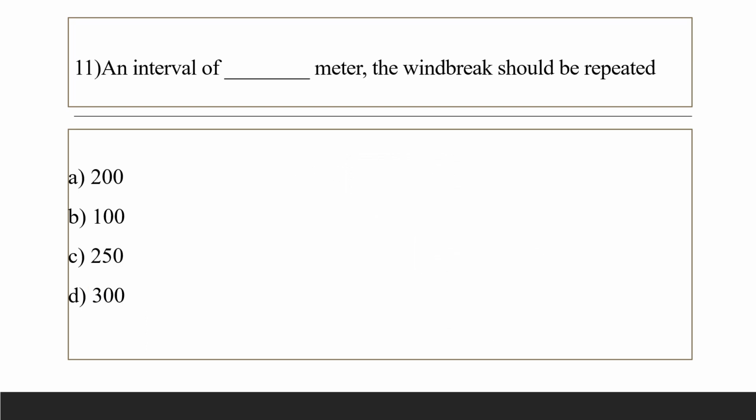At an interval of dash meters, the windbreak should be repeated. A windbreak means trees and shrubs planted across the wind direction to reduce moisture loss and wind speed. The effect on wind speed is effective up to 300 meters. Above 300 meters, there is no effect. So the windbreak should be repeated at an interval of 300 meters. That is option D.